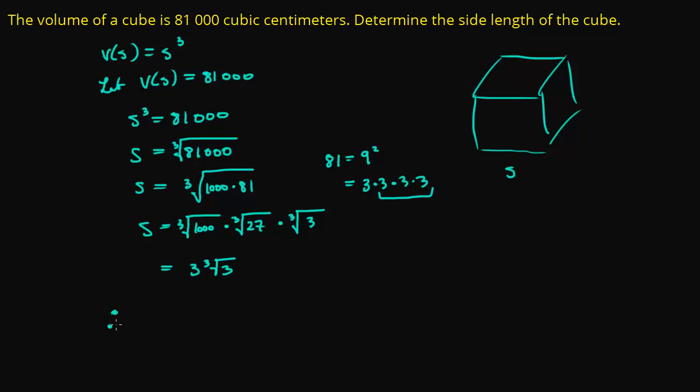So therefore, the cube has side lengths of 30 cube root 3. That's a lot of 3's. 30 cube root 3 centimeters.